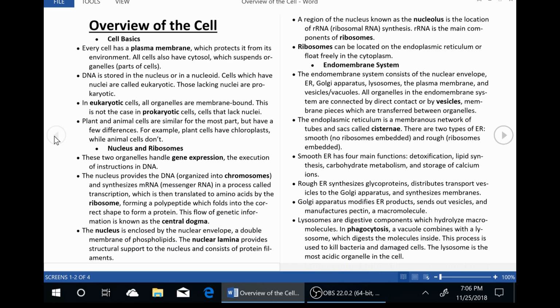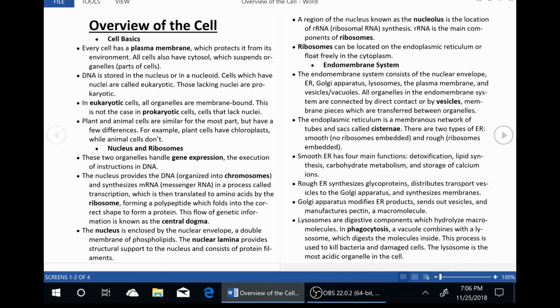All these heads are facing the aqueous outside of the cell, so everything outside of a cell. And then you're going to have the tails, which are hydrophobic, which means that they don't like water. They're going to be clustered towards each other to prevent them from contacting water. So the plasma membrane's main function is to protect it from its environment.